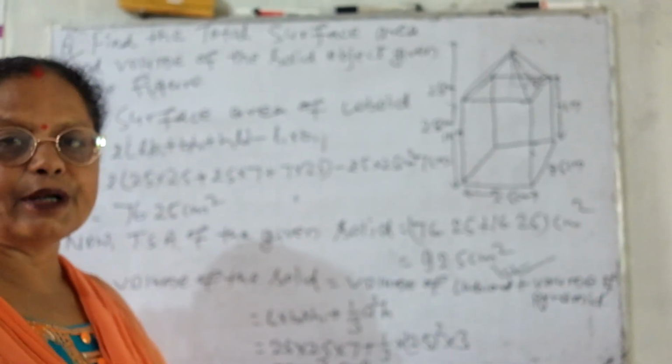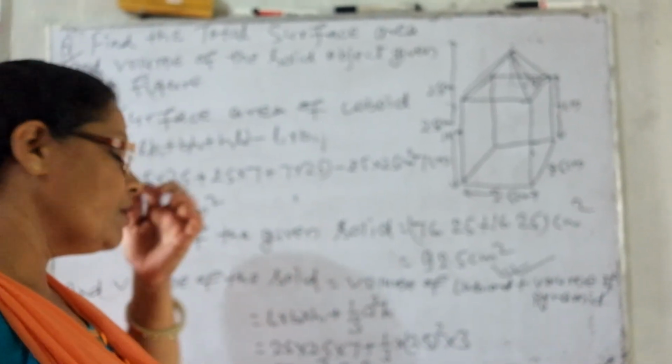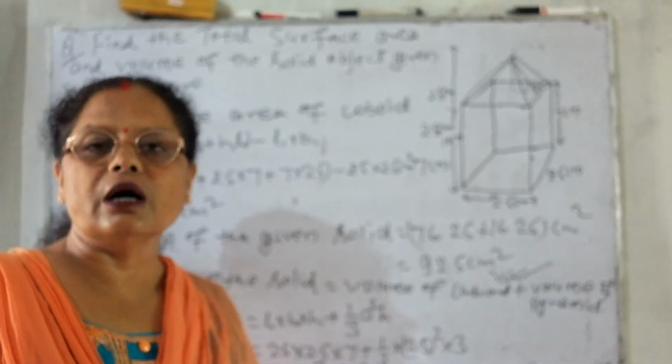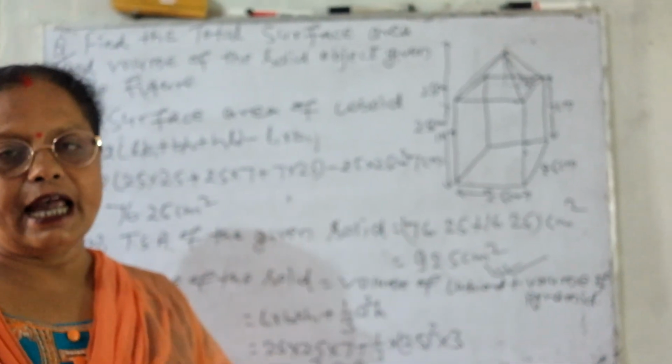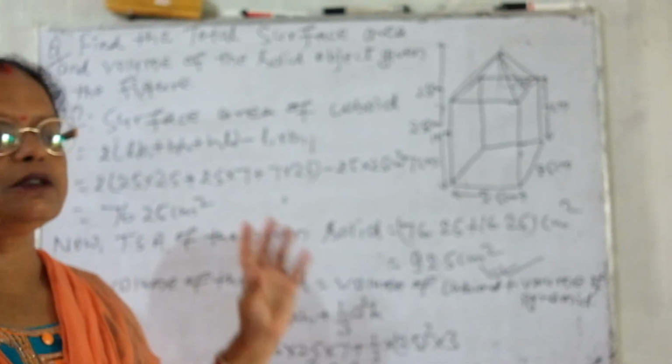This we can find separately also. First we should find the volume of the cuboid. After that the volume of the pyramid, and we will add. That will be the final answer of this solid.